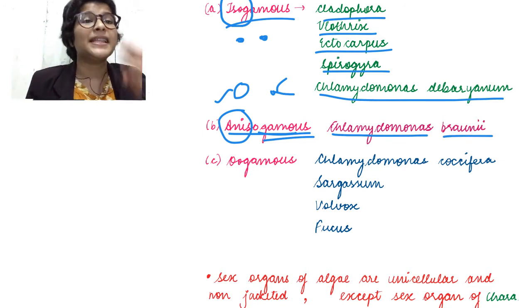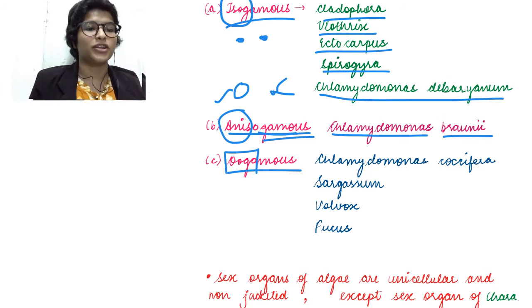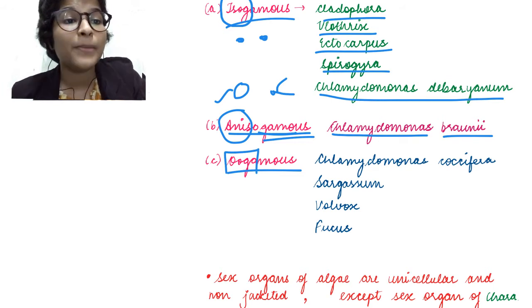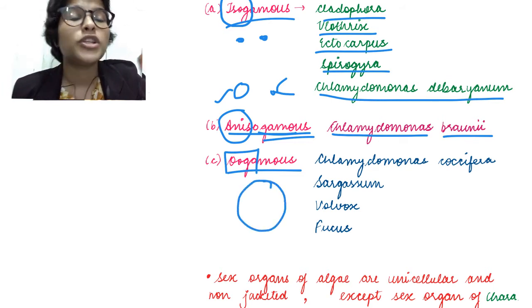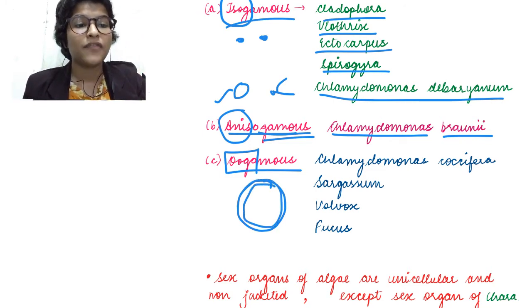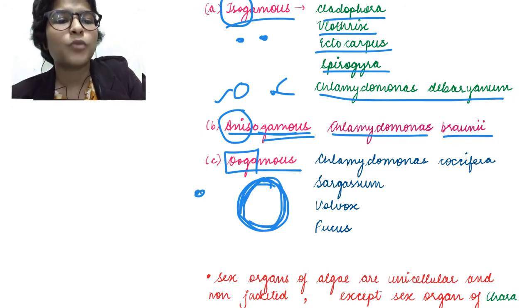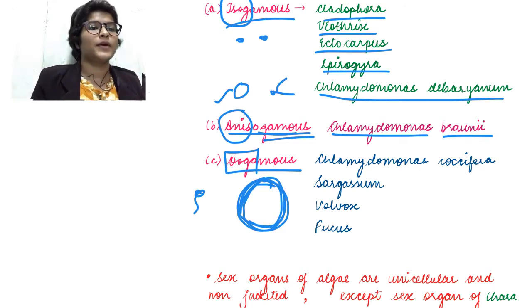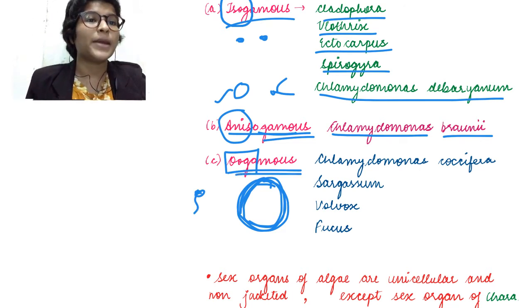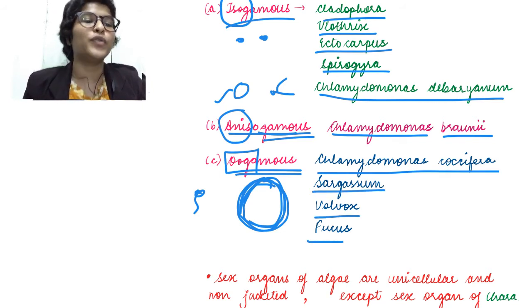Okay. The third type is oogamous type of sexual reproduction. Like I told you, इसमें female gamete is called oogamete, which is one big immotile gamete which has lot of stored food, and it is called as oogamete. And the male gamete is comparatively very small and usually motile. Okay. So, this is oogamous type of sexual reproduction seen in Chlamydomonas coccifera, sargassum, volvox and fucus.